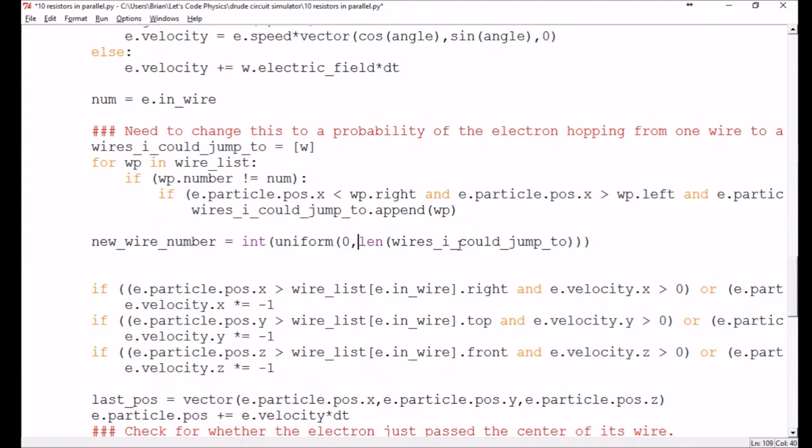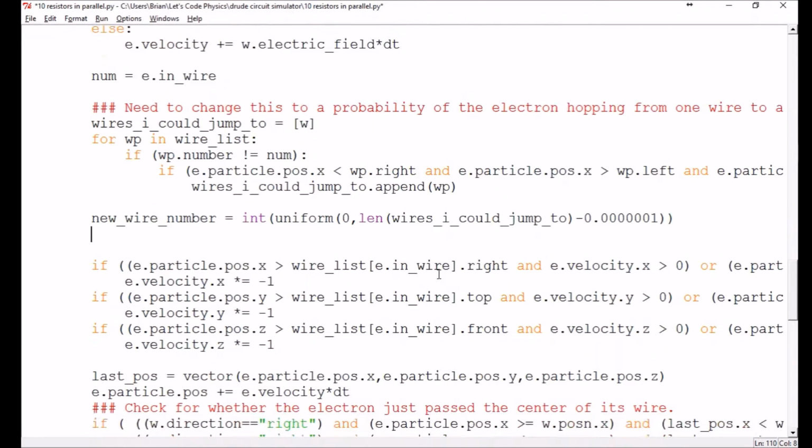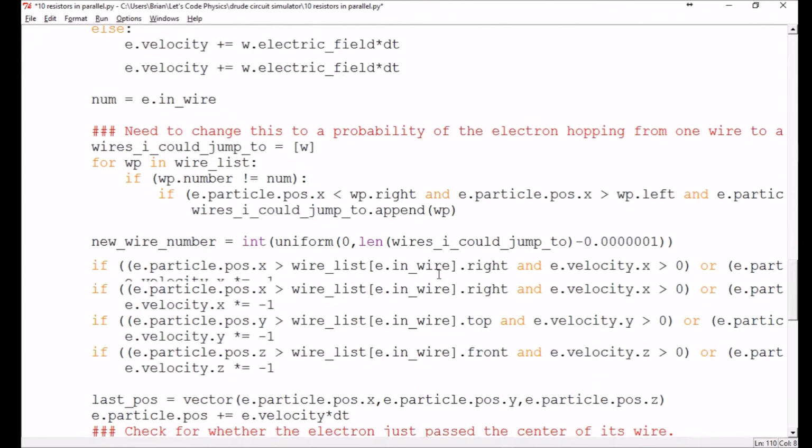And technically there is a probability that it could select the length, which is not going to be accessible in the list. So let's make that length minus 0.00000, a whole bunch of zeros, 1, just so that if there are 3 wires, it's not going to try to select 3, and then when we try to access 3 off this list, it won't be able to find it.